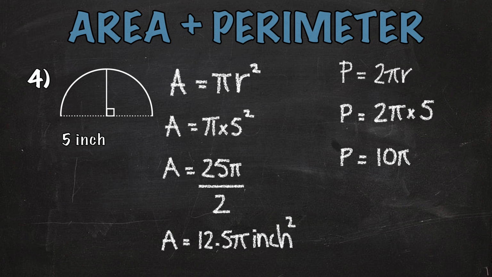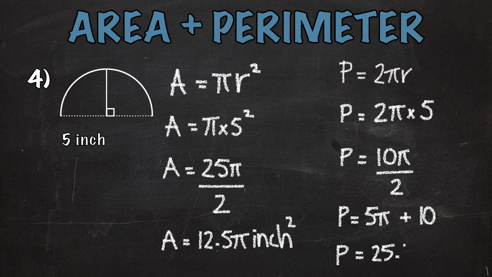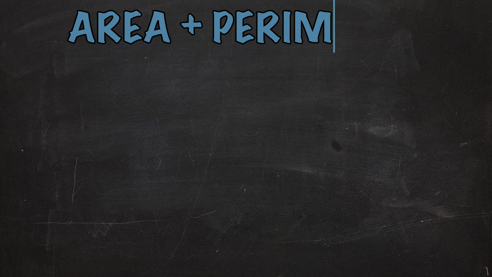However, we need to add on the diameter in order to find the full perimeter. So we have to add on 10. So 5 pi plus 10. If we take pi as 3.14, it will give us an answer of 25.7 inches. So that is our final answer. Now let's move on to another question.